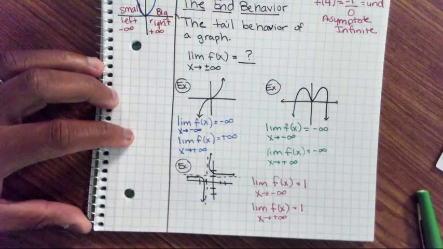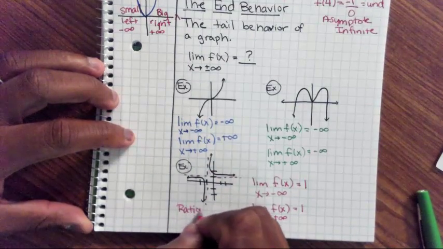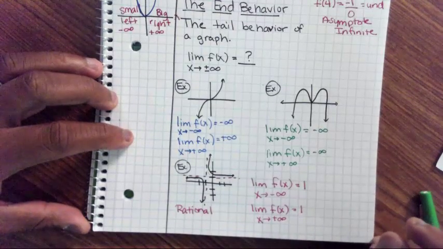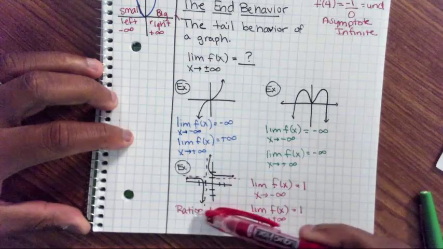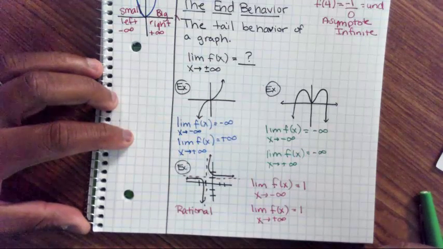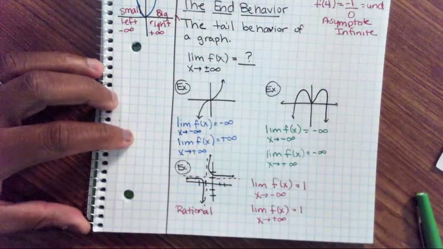So here's what happens. This is called a rational function. When you have a rational function, your limit will always be a number. So when you see graphs like this, look for a number to give it as a limit, all right?